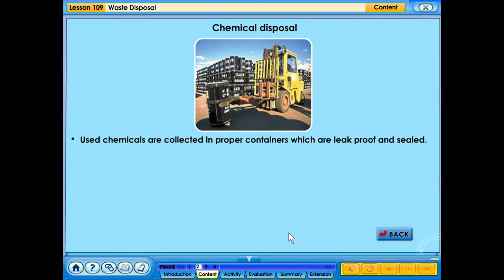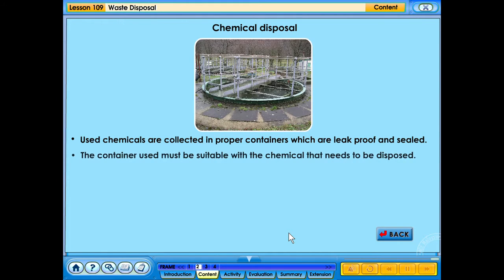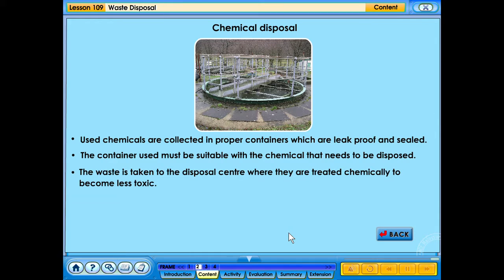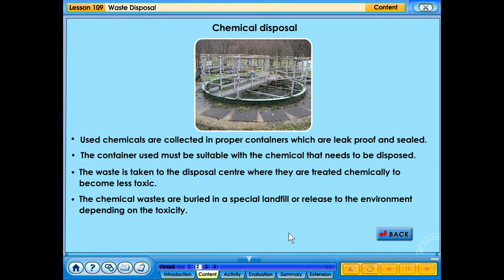Used chemicals are collected in proper containers, which are leak-proof and sealed. The containers used must be suitable with the chemical that needs to be disposed. The waste is taken to the disposal center where they are treated chemically to become less toxic. The chemical waste are buried in a special landfill or released to the environment depending on the toxicity.